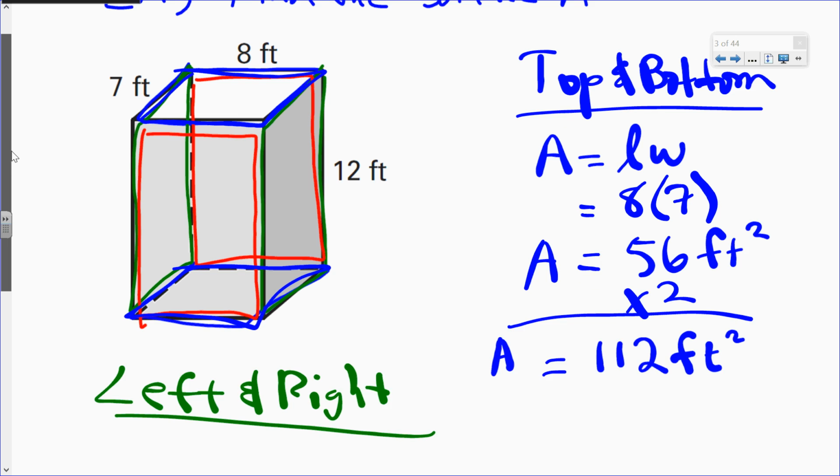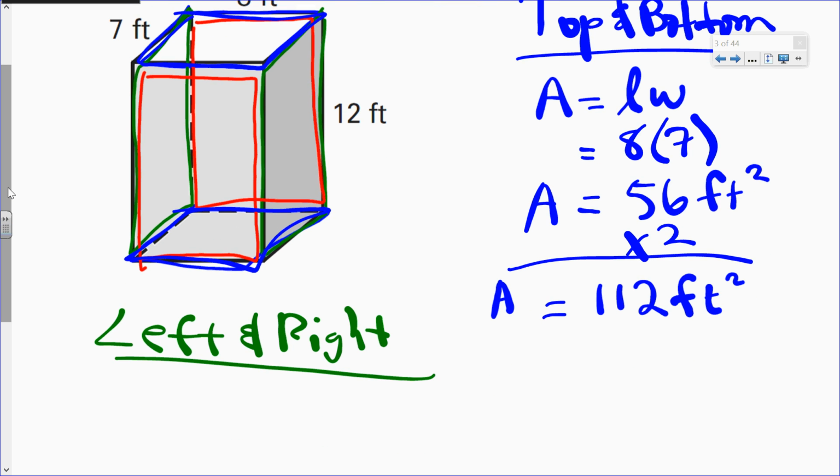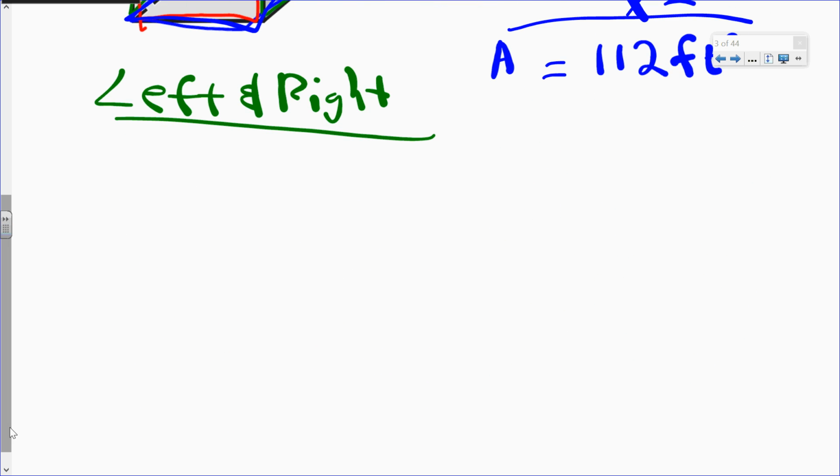In green, I'm doing the left and right area now. Look at the left and right rectangles. Again, the area of a rectangle. Anaya, what was the area of a rectangle again? The formula? Nice. Here we go. I'm going to write it down just to remind myself. And now I'm going to start plugging and chugging.